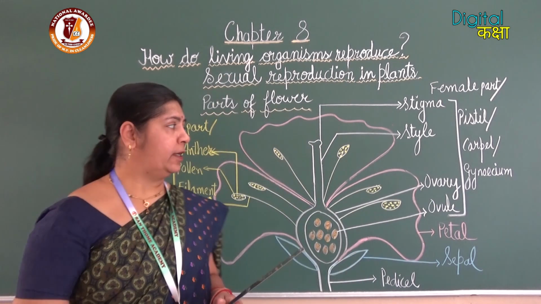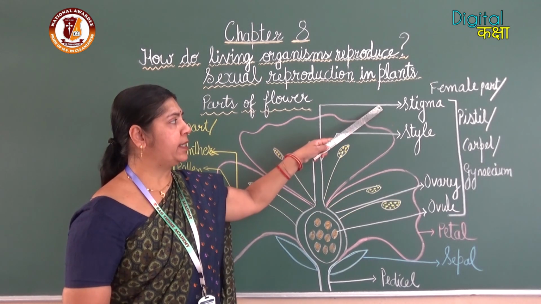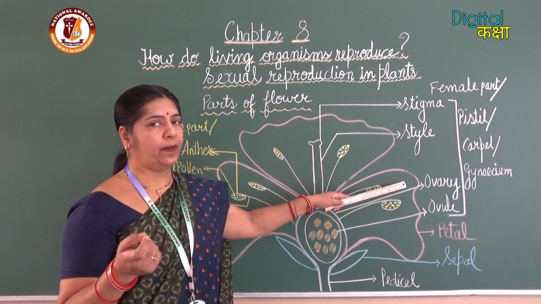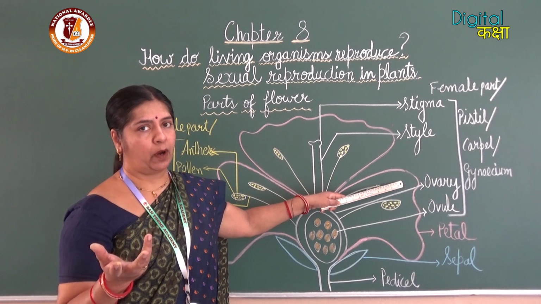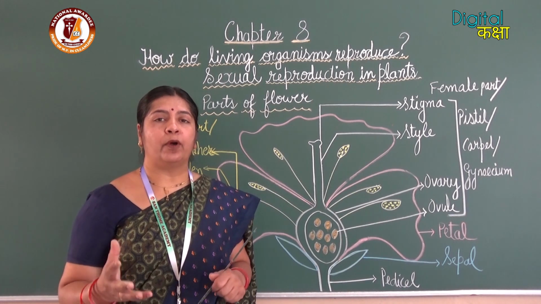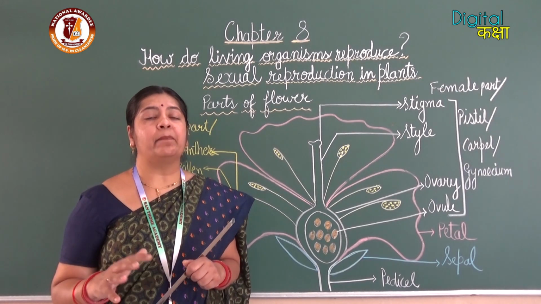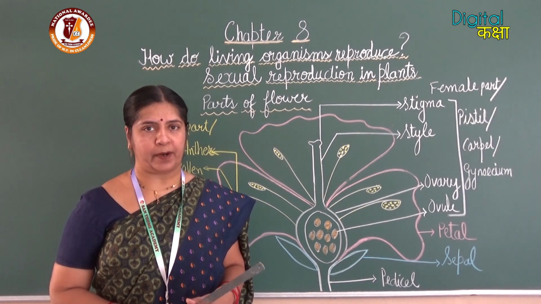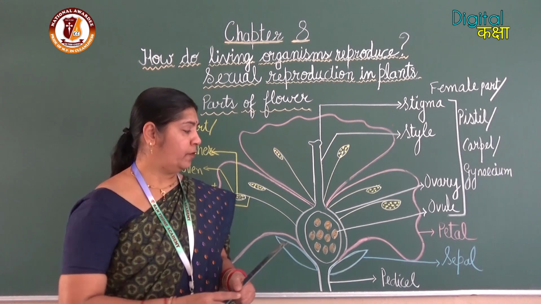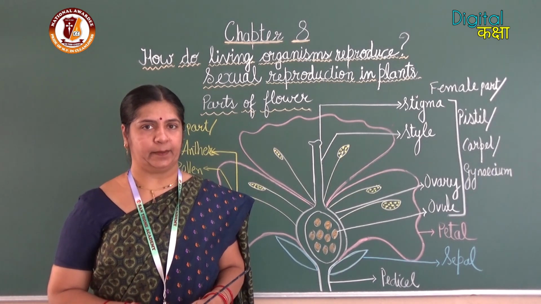So the female part, the pistil, carpel or gynoecium, consists of the stigma, which is sticky in nature, the style, the long tube, the ovary, the main reproductive organ, and the ovule, that is the female gamete. So pollen, the male gamete, and ovule, the female gamete, are mainly involved in the process of reproduction. After fertilization takes place, the ovary will develop into fruit and ovules will develop into seeds.